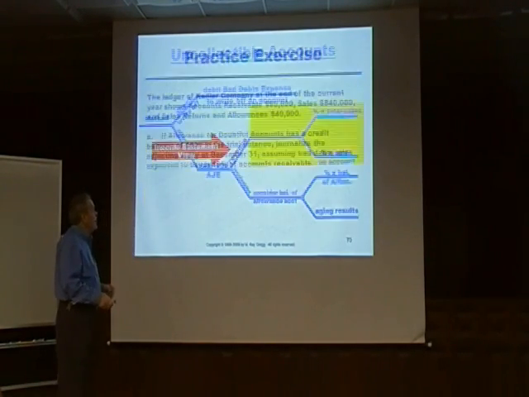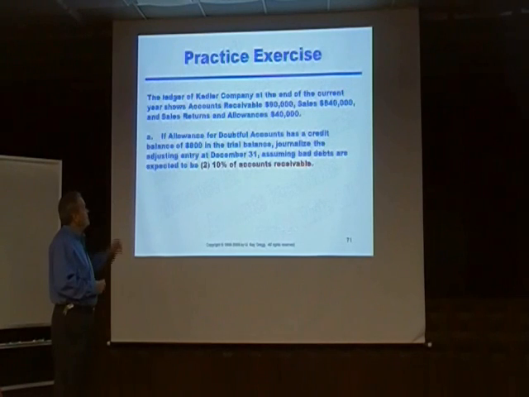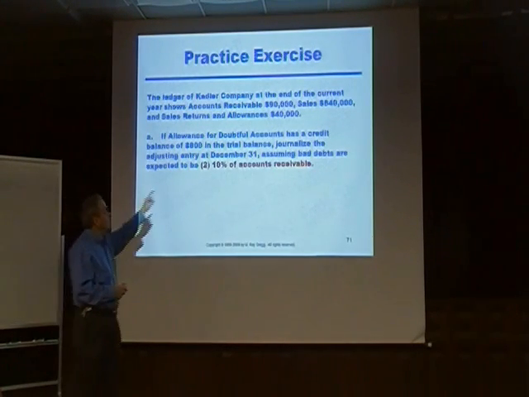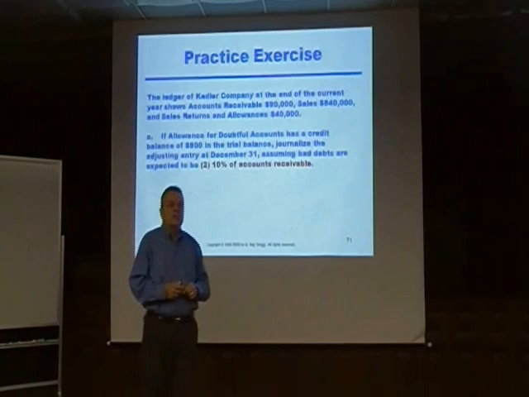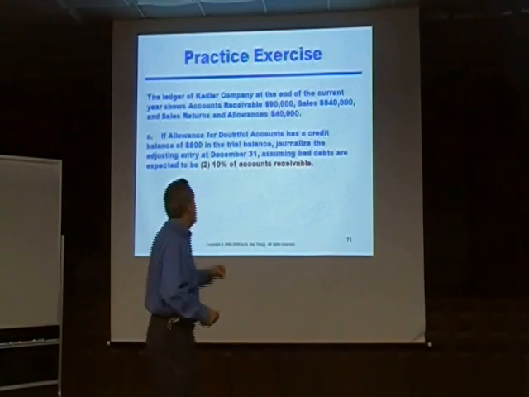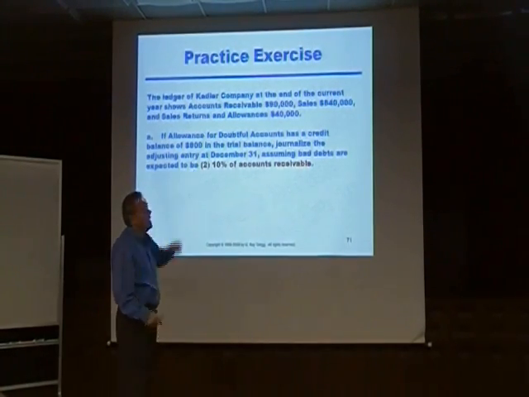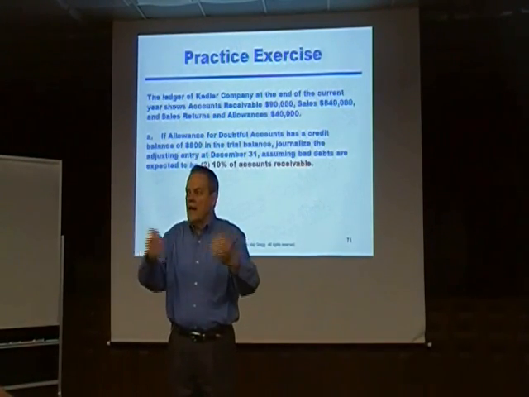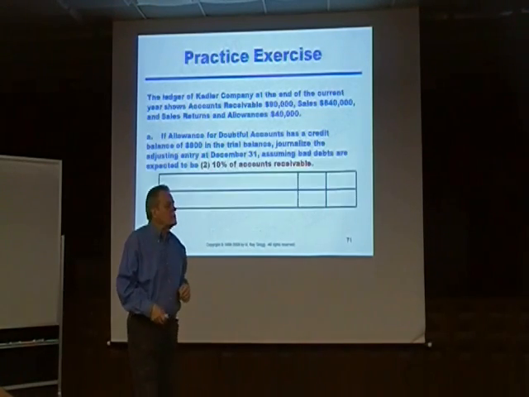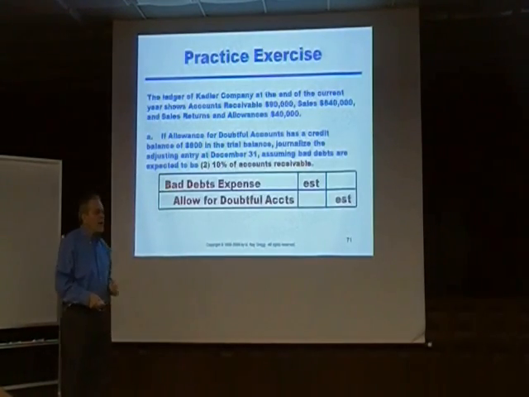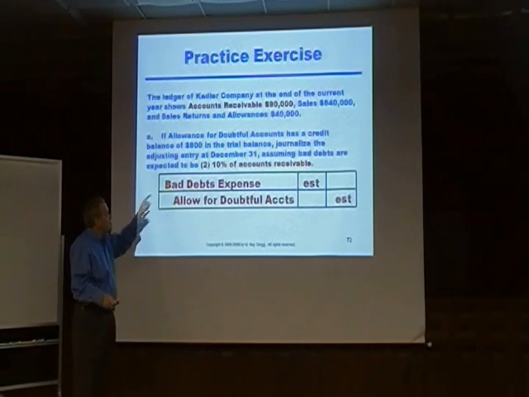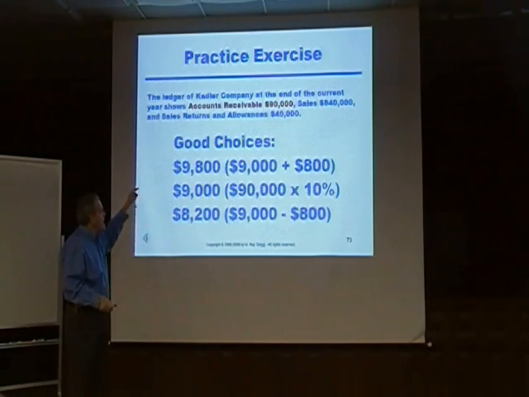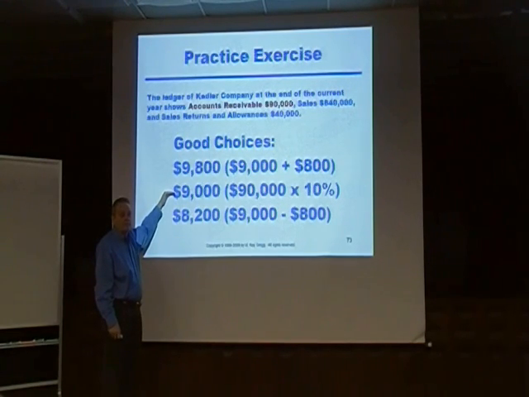Now, your problem says if instead of basing it on revenue, it had been based on an estimate of receivables, 10% of receivables. Let's read the paragraph. At the end of the year, accounts receivable had a balance of $90,000. 90,000 times 10% is 9,000. So let's come up with some good choices here. We're going to debit bad debts expense and credit allowance for doubtful accounts every time. In this case, the amount of that entry is 10% of receivables. Perhaps that is this 9,000.